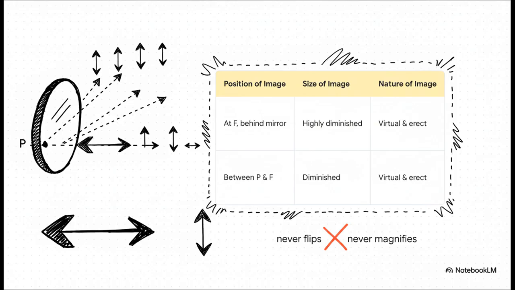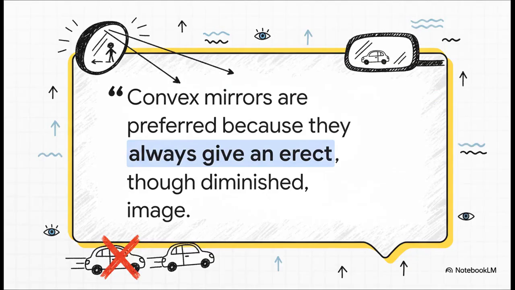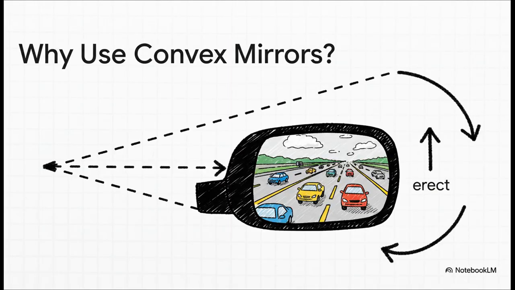It doesn't matter where you put the object, the image it makes is always smaller, it's always upright, and it's always virtual. No flipping, no magnifying, no drama. And this right here is the whole reason they're so useful. The big advantage is that they always give you an upright image. You never have to worry about looking in your car mirror and seeing the truck behind you suddenly flip upside down.